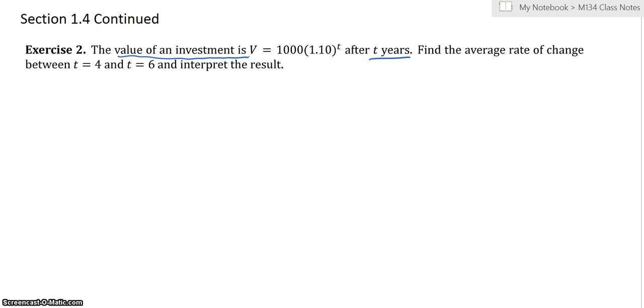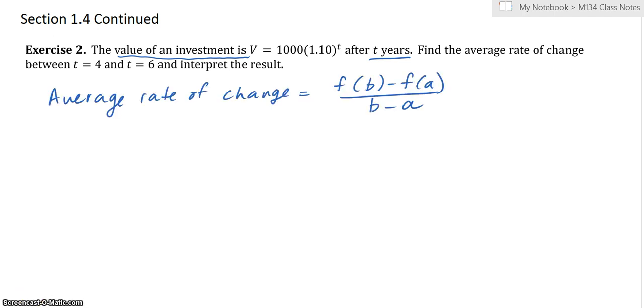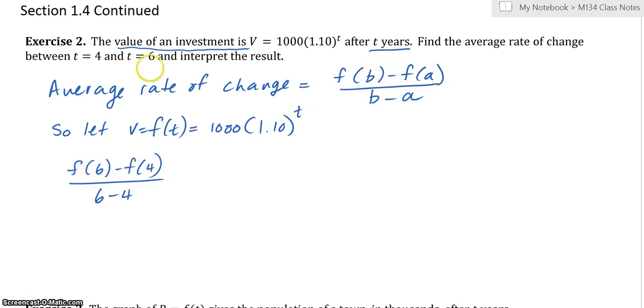Okay, here it is. This is the formula we're going to use. This is between A and B, for t equals A and t equals B. And we're going to let V equaling f of t, which is equal to 1,000 times 1.10 raised to the t. So we know that this is the A, this is the B. So we're going to look at f of the B, which is 6, minus f of the A, which is 4, all over 6 minus 4.